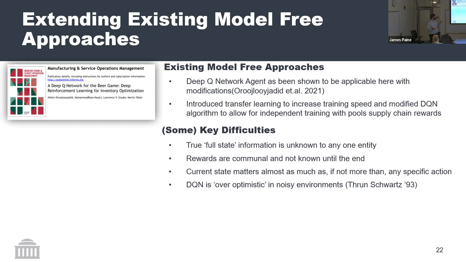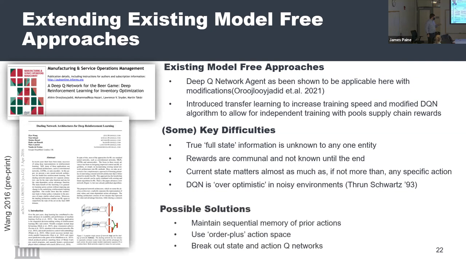And also this whole idea that the DQN, especially in noisy environments, can be over optimistic. This is a function of how the DQN is kind of built, especially later on when you're in pure exploitation mode. You start ignoring what are technically close to equivalent outcomes and start overestimating the value of relatively similar outcomes based upon small perturbations in the opening state. So, possible solutions within this one.